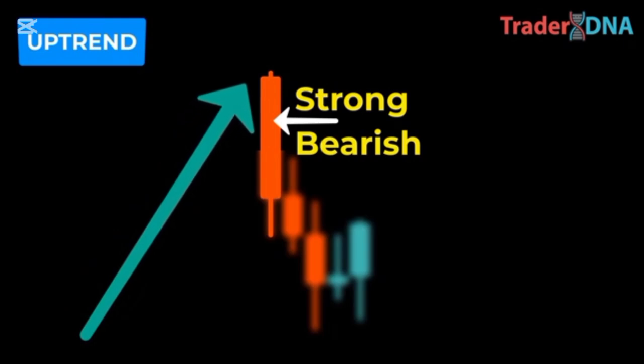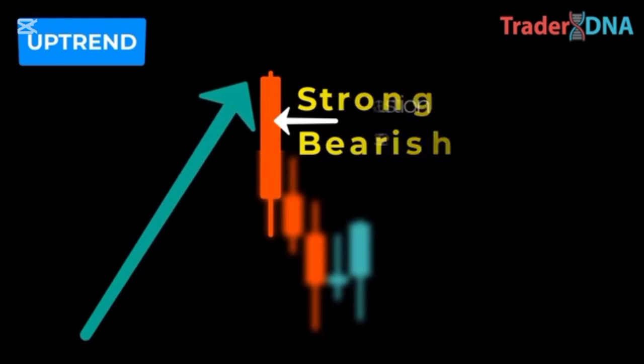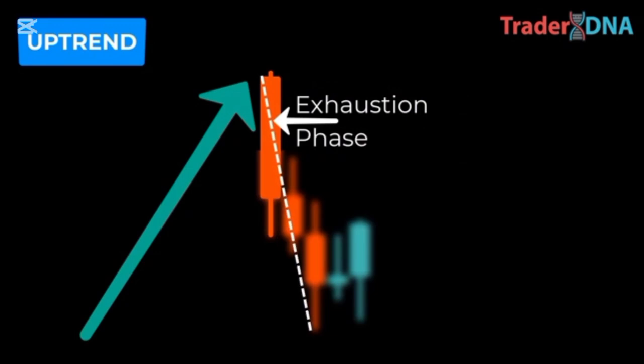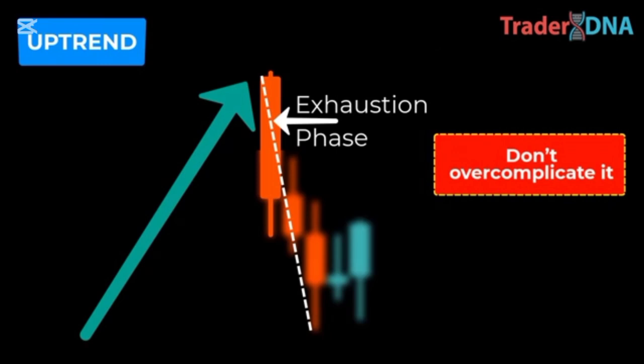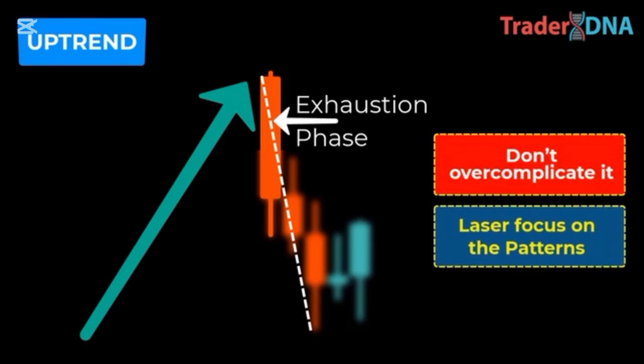But now, as it dips back down, we call this phase the exhaustion phase. Now, what does that mean in simple terms? It's like the market is hitting the pause button. It's just taking a quick breather, slowing down after a big push upward. Don't overcomplicate it. Don't go into a deep dive about why it's happening. Instead, laser focus on what really matters.